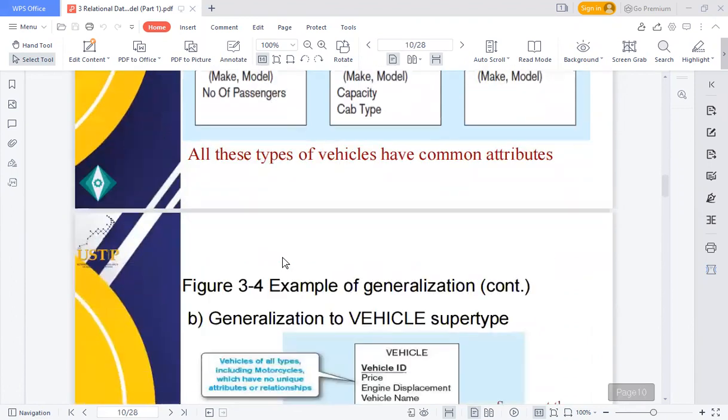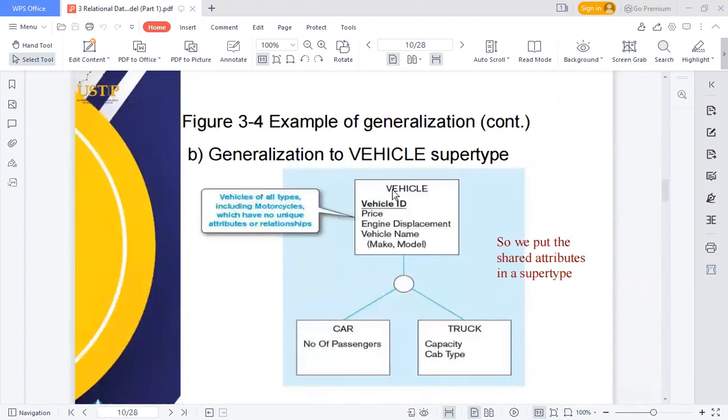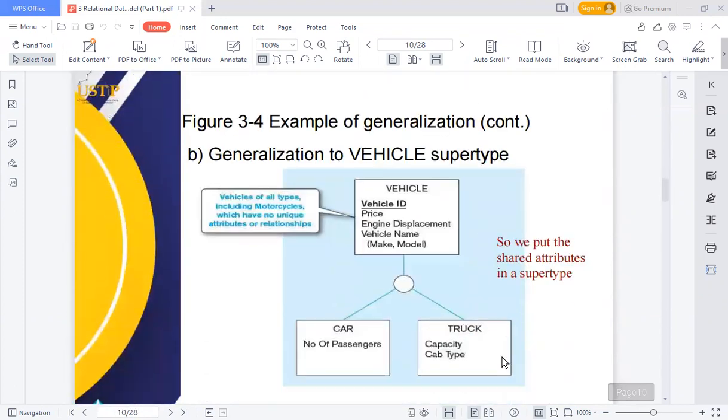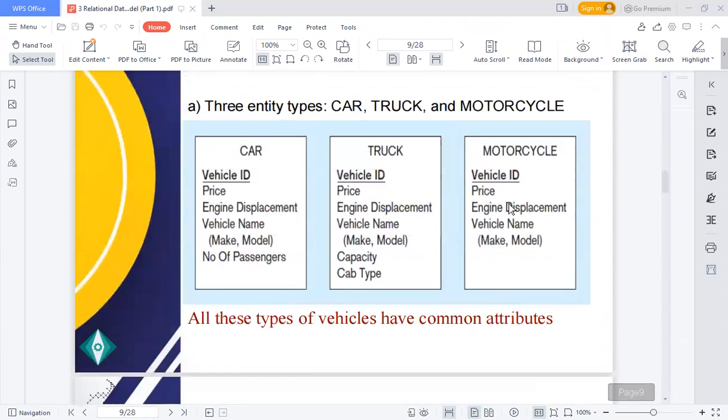So in this case, we will have this. You have your vehicle as your parent or supertype. Then you have car and truck as your subtypes. Notice that we have a motorcycle as one of the subtypes, but it is not included here. The reason why we don't include motorcycle as a subtype is that motorcycle does not have its own unique attribute. What it has are the attributes present in the supertype, which are vehicle ID, price, engine displacement, and vehicle name.